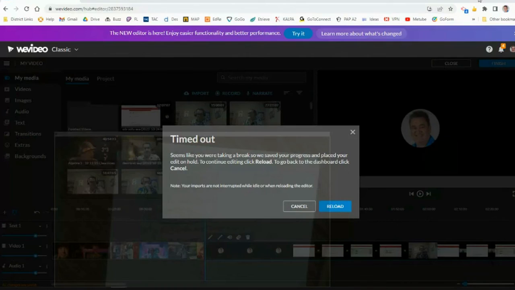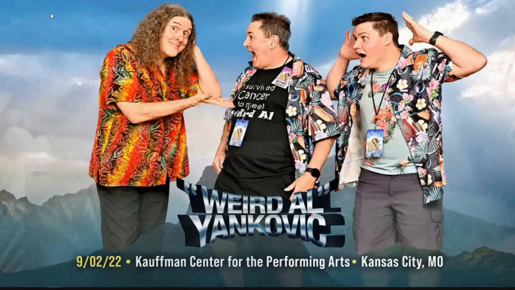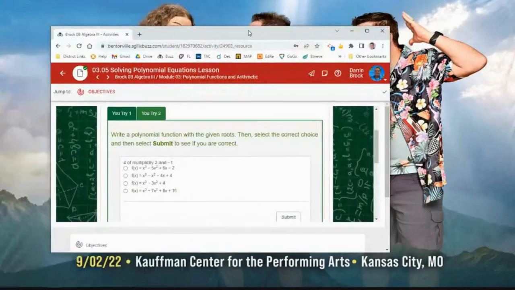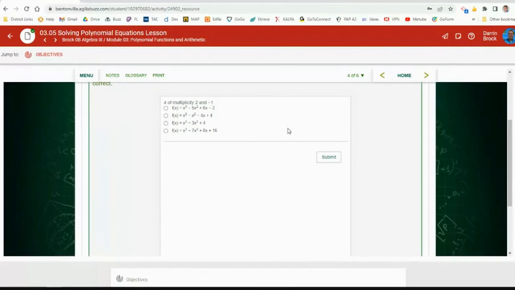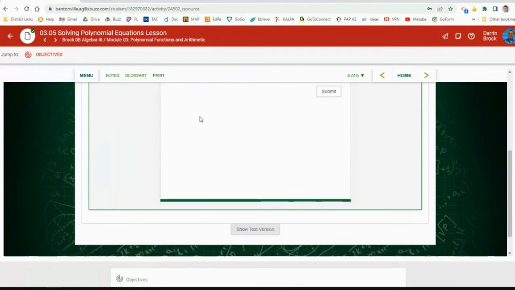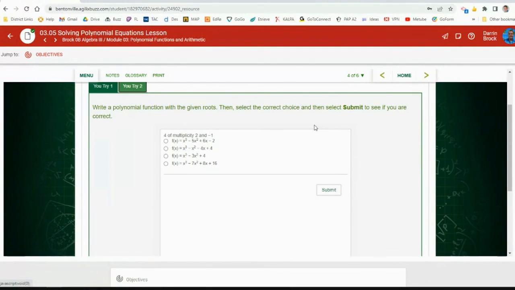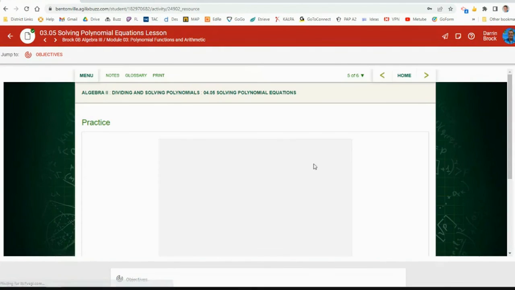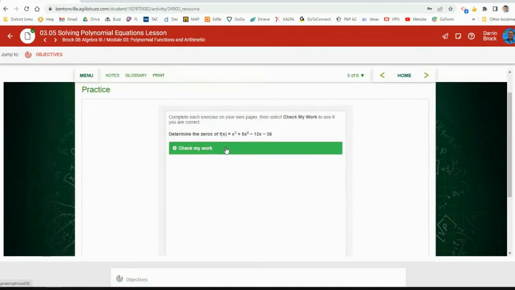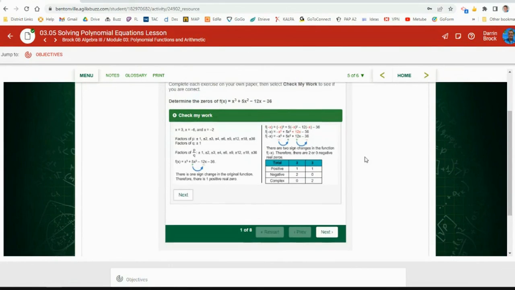Oh, that's not what I want there. Just back over here. So this has that 4 with a multiplicity of 2. Then they have another one. Oh, that was okay. That was there. And the other practice problems it has are over here on page 5. Determine the zeros of this. After you figure out what the zeros are, there's where it has you check it.